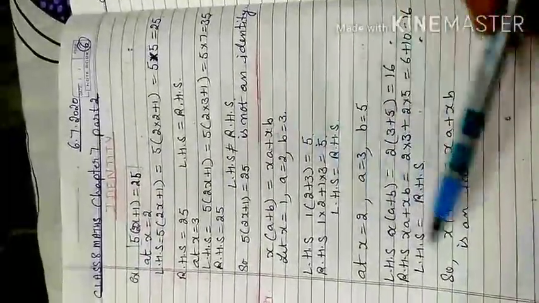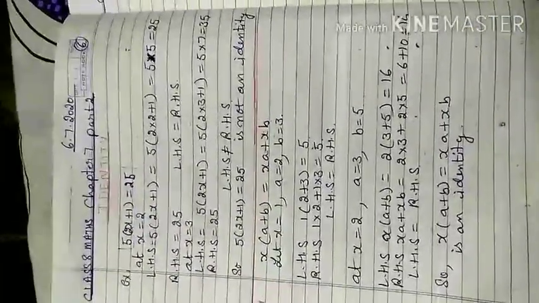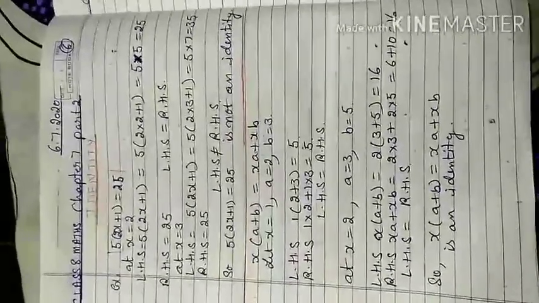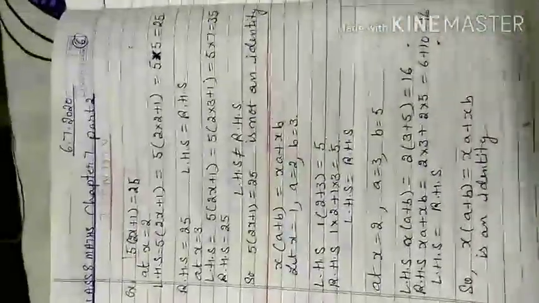So that means my equation is an identity, because for any value, if I randomly put any value in place of x, a, b in both the sides, and every time my answer is the same, left side equal to right side, so that is my identity.